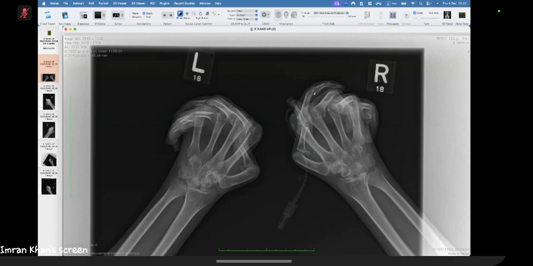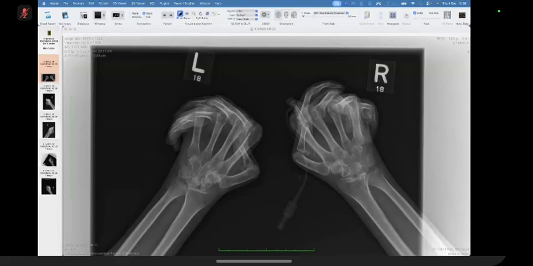Okay, and again here, I am not convinced that these are erosions. This is all osteoarthritis. This is scapholunate dissociation. You mean these intercarpal joints? Yes, these. These are not erosions. Compare this to this case here.